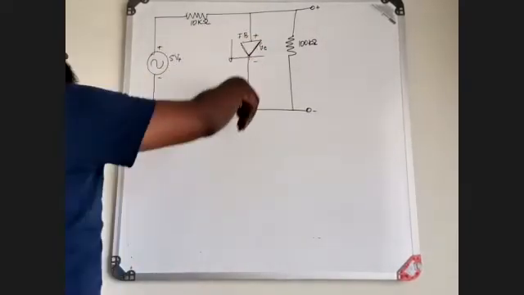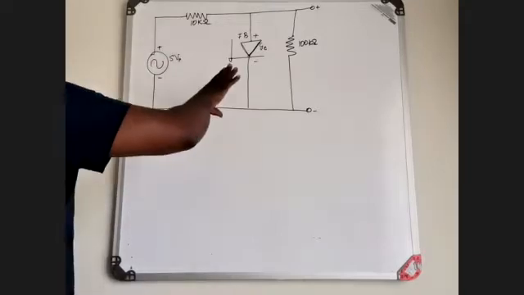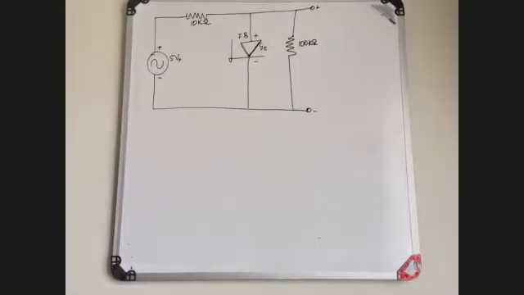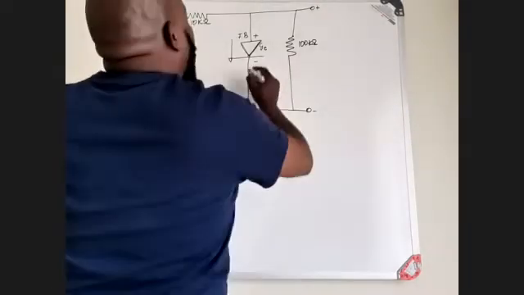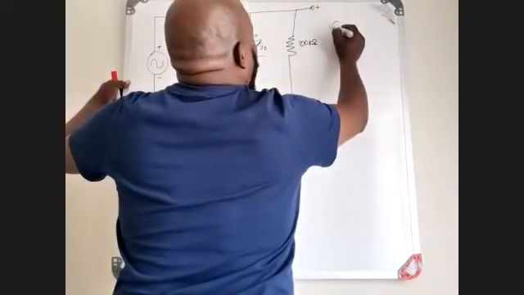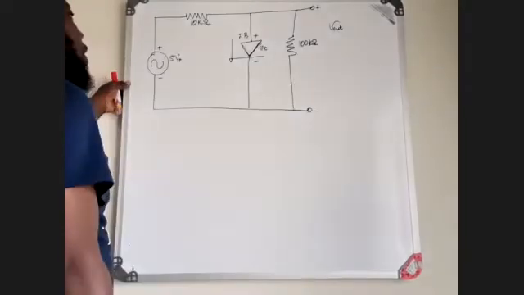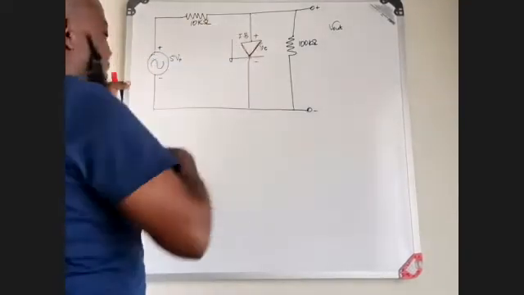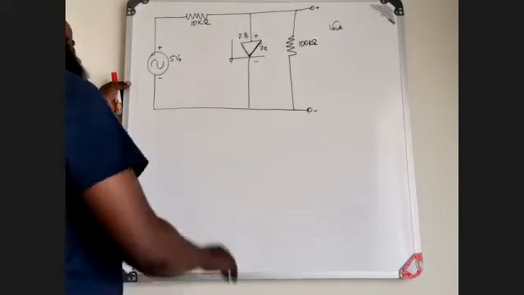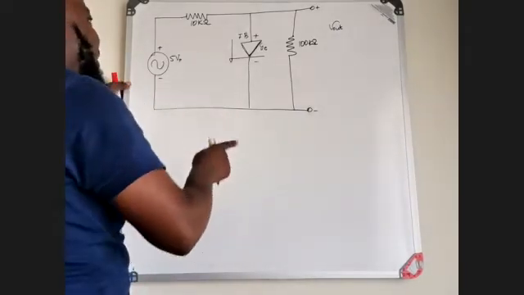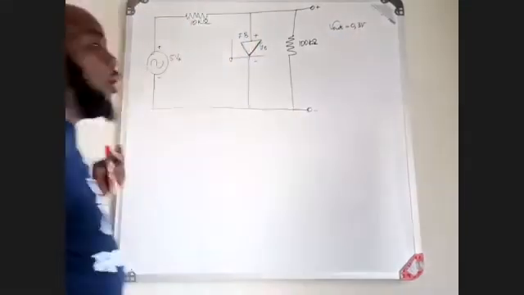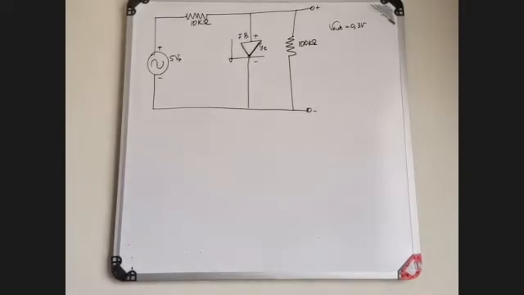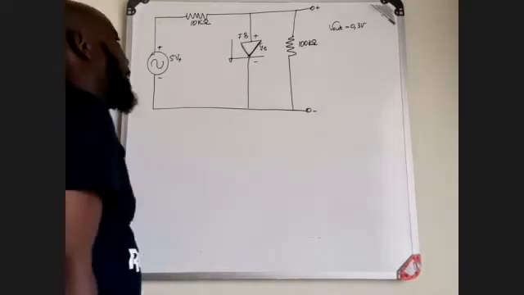If the current is flowing, what will be the voltage which is measured there? You will see that your V out during your positive cycle is going to be 0.3 volts. Your V out during your positive cycle is going to be 0.3 volts.